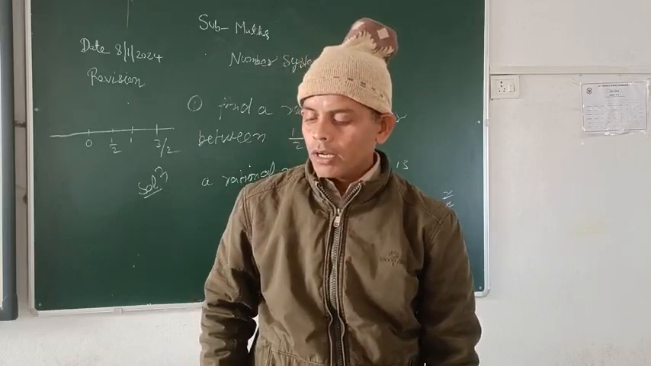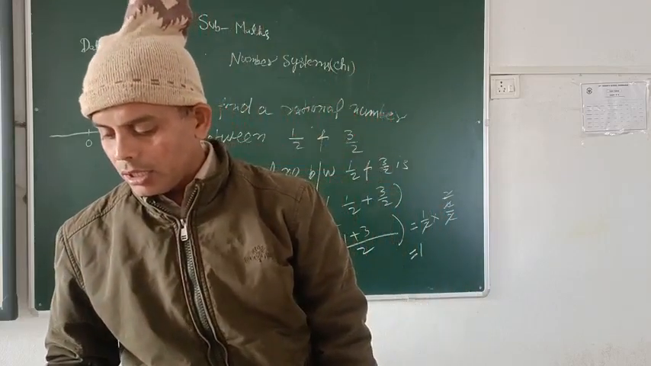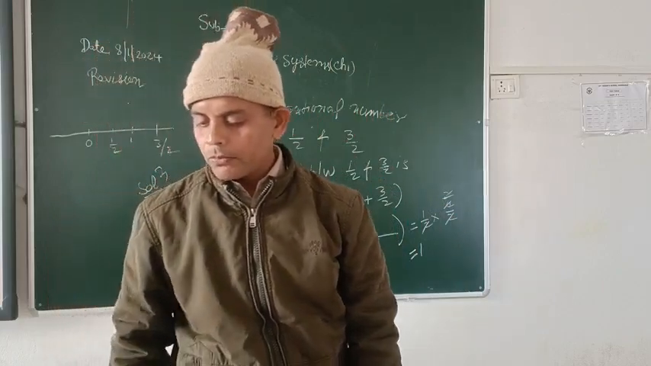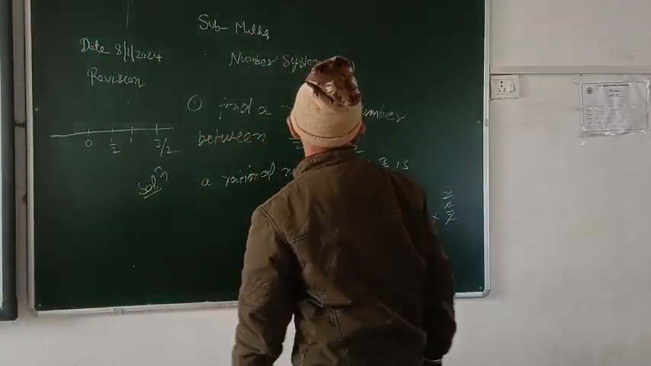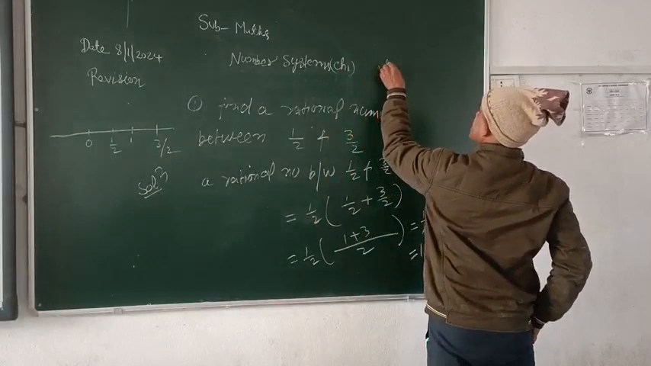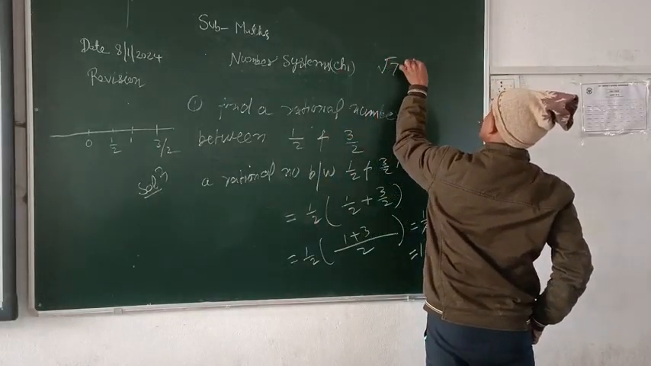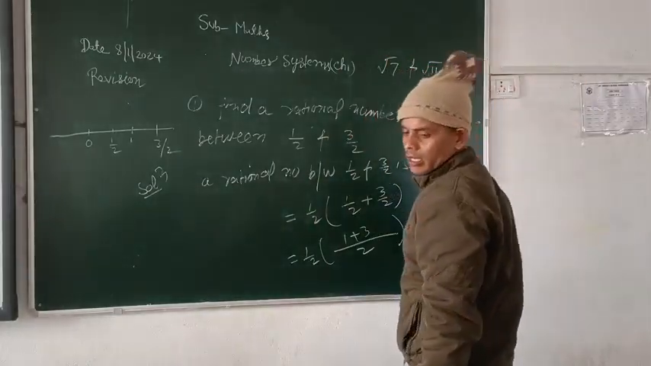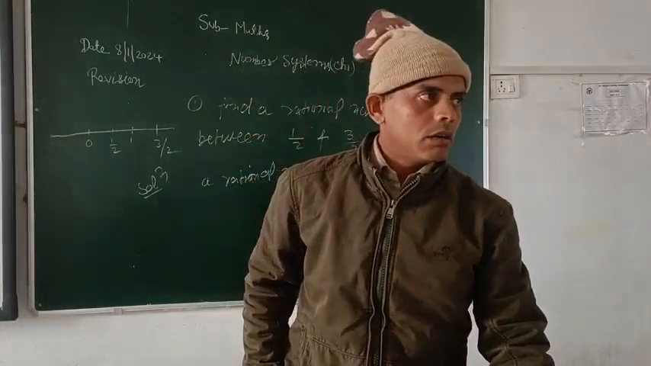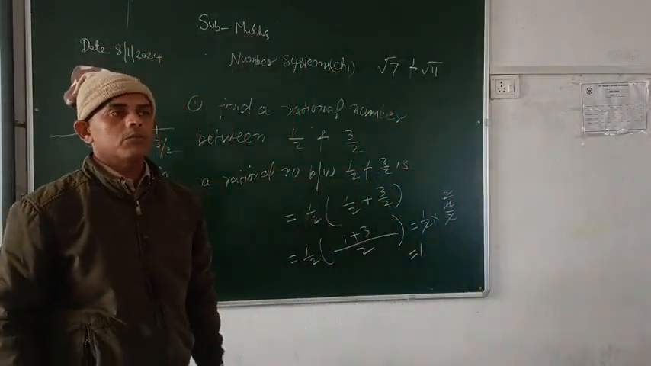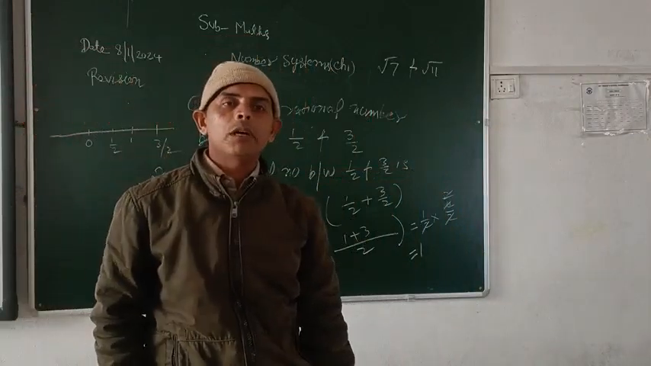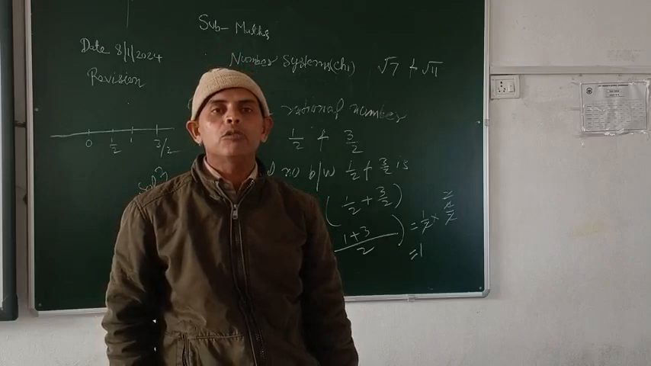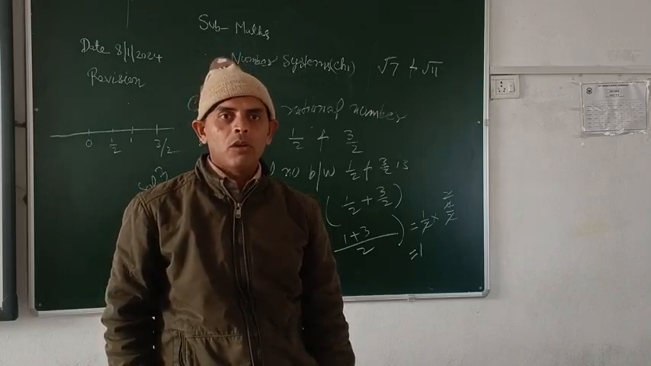Okay. Write any two irrational numbers. Okay. So these are root 7 and root 11. What is an irrational number? Irrational number is any number which cannot be written in the form of P upon Q, Q is not equal to 0, where P and Q are both co-prime. Okay.